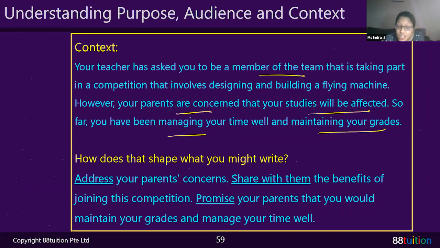So how does this shape what you might write? Address your parents' concern. Recognize that it is valid. Share with them the benefits of joining this competition, and of course promise them that you'll be able to maintain your grades and manage your time well. When this is the case, what will happen is that what? That's right. Whenever this happens, you can be sure that your parents are reassured that you can manage your studies as well as participate in the project. They will probably allow you to join.